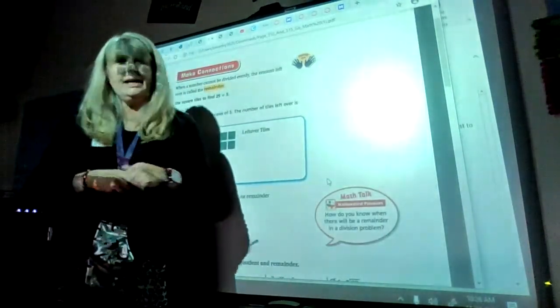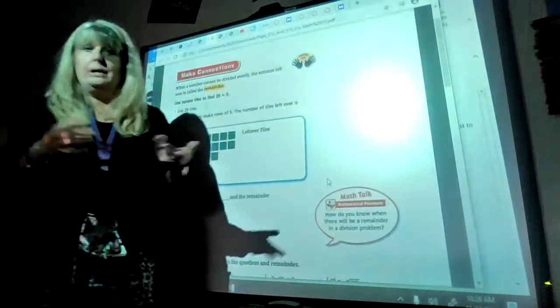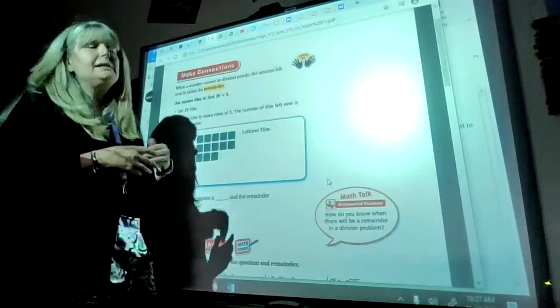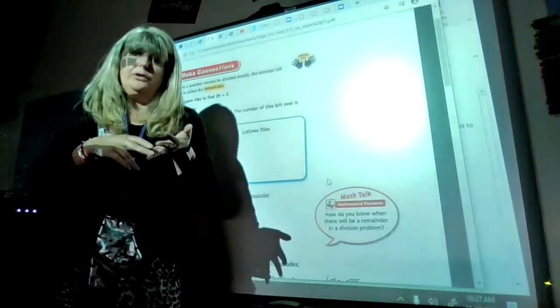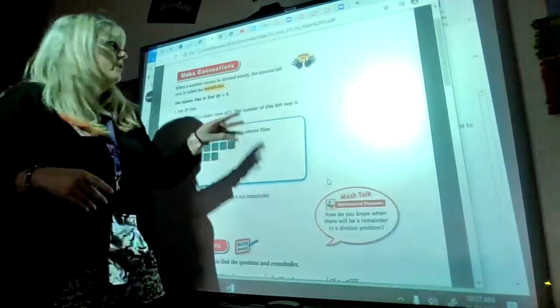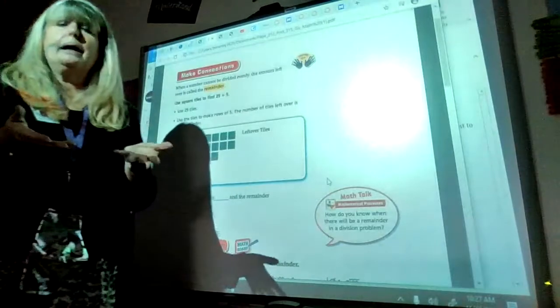Boys and girls, okay, today's lesson is 4.4e, and it's basically using division with some type of model, whether it's tiles, whether you're creating arrays, whether you're drawing. So we're going to be talking about remainders today.